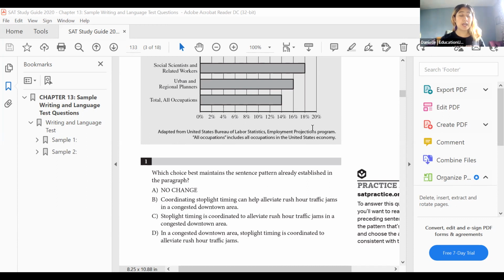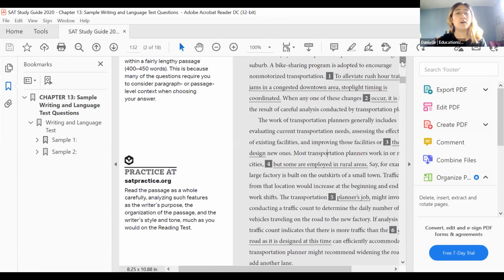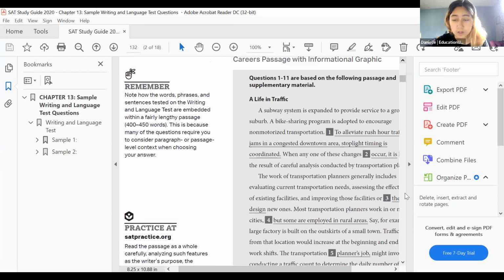So, reading the choices again. We already knocked out A. B, coordinating stoplight timing can help alleviate rush hour traffic jams in a congested downtown area. C, stoplight timing is coordinated to alleviate rush hour traffic jams in a congested downtown area. Or D, in a congested downtown area, stoplight timing is coordinated to alleviate rush hour traffic jams. Now you have an idea of each of these sentence patterns. I'm going to show you the passage again. Remember, we want the sentence that best matches the structure of the previous sentences. So we're looking at section 1.